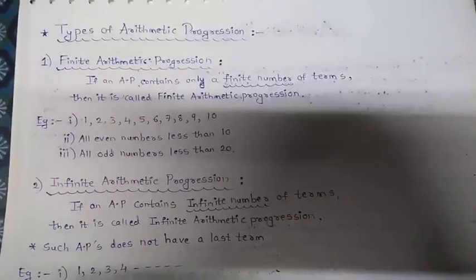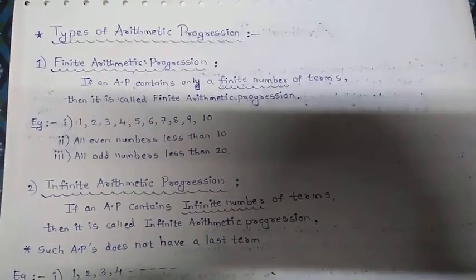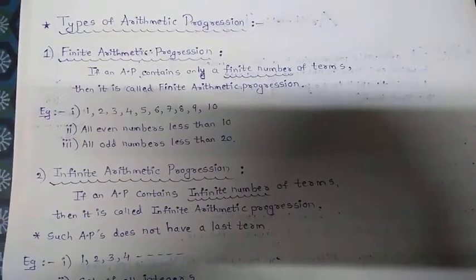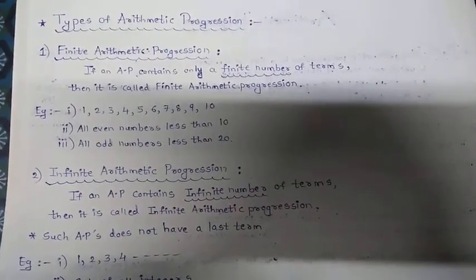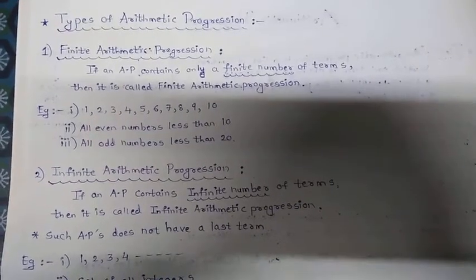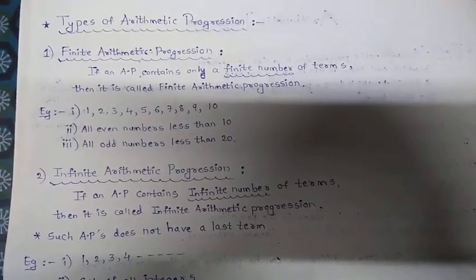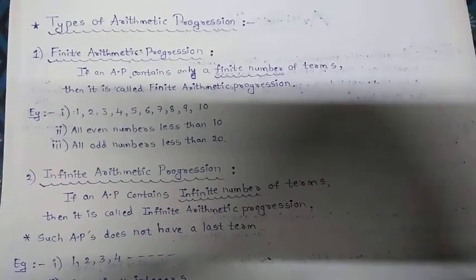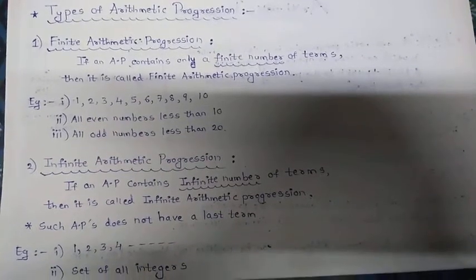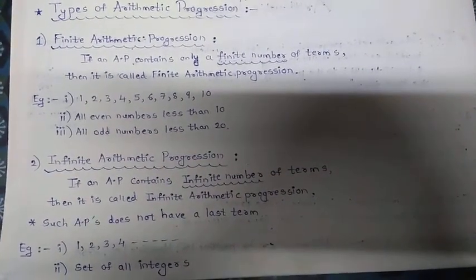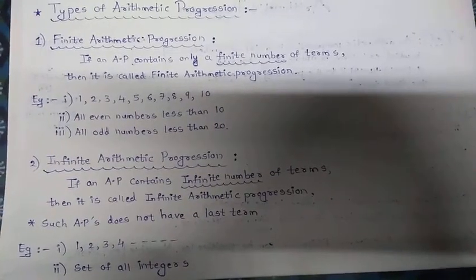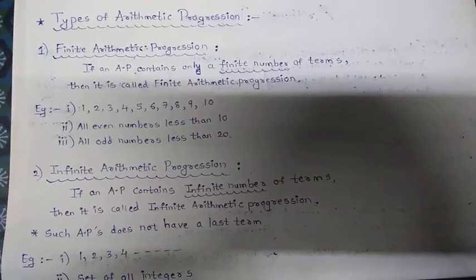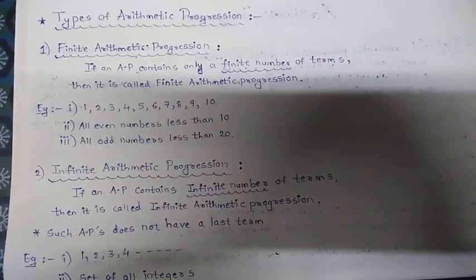So now moving on to the types of arithmetic progression. So we have two types of arithmetic progression, that is the finite arithmetic progression and the infinite arithmetic progression. So as the name itself suggests, if an arithmetic progression has a finite number of terms, then it is called a finite arithmetic progression, and if an arithmetic progression contains an infinite number of terms, then it is called an infinite arithmetic progression.